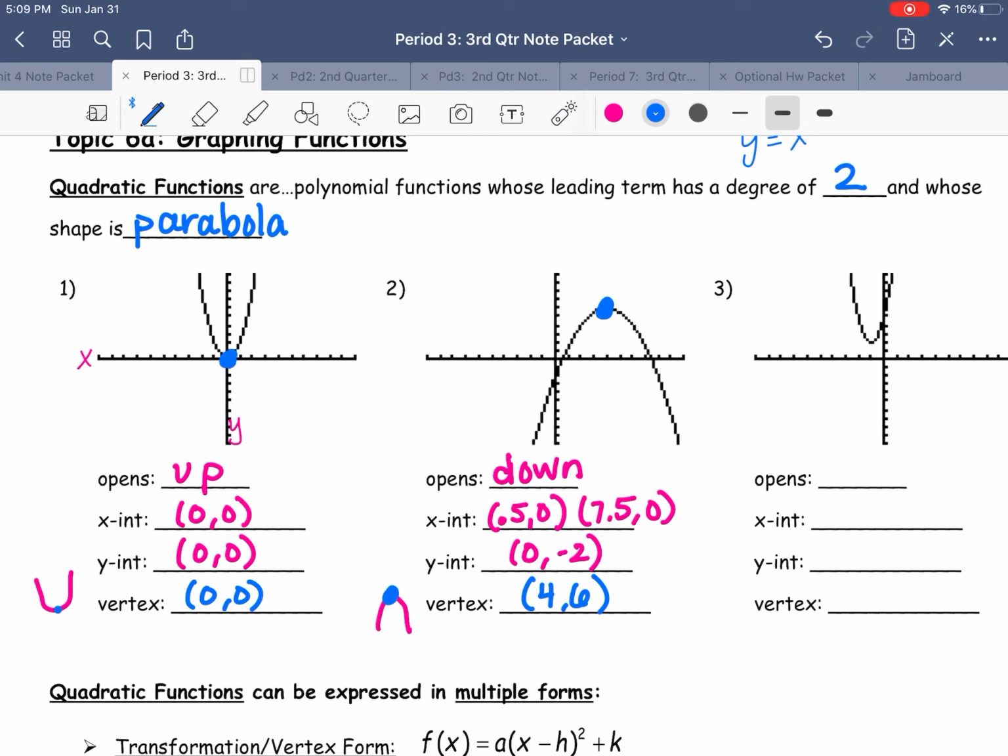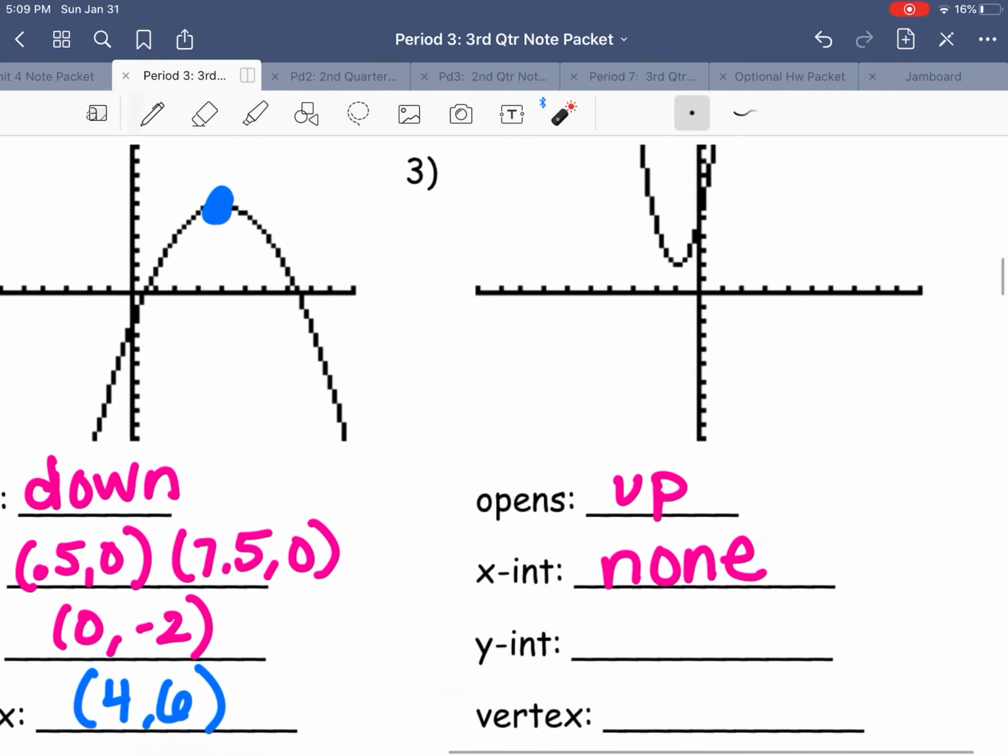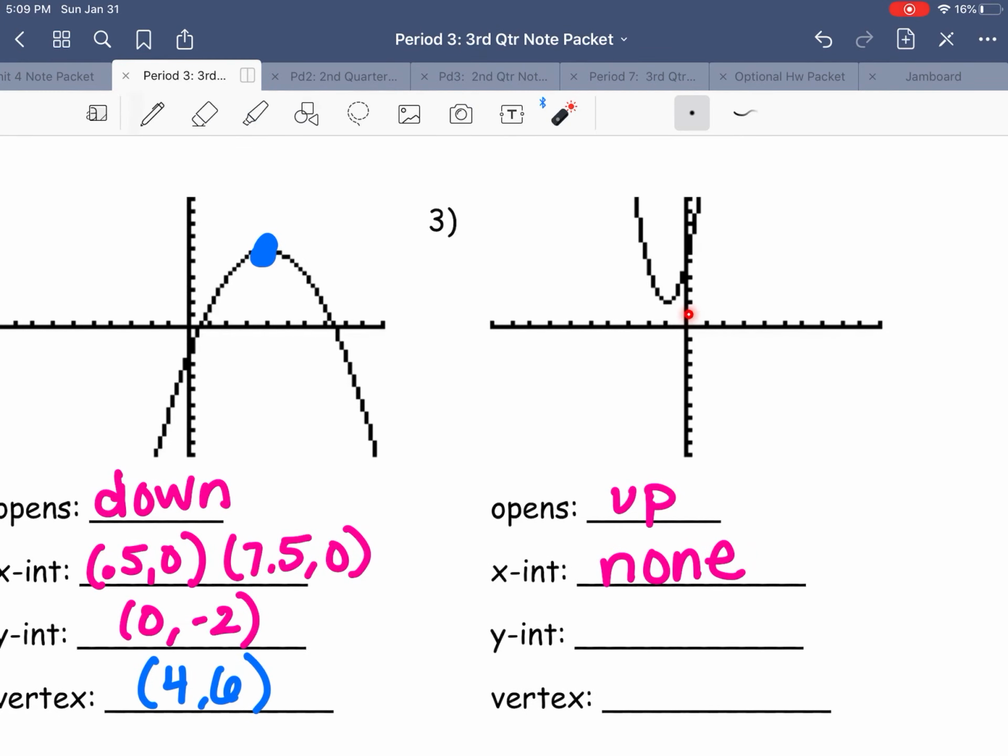Okay, problem number 3. This parabola right here is going to open up. If you notice, though, there are no x-intercepts. This is my x-axis, and it doesn't cross this axis at all. So x-intercepts, none. Y-intercept, again, it's a little bit hard to tell on this graph, but I'm going to do my best to estimate 1, 2, 3, 4, 5, maybe 6. And we're just estimating based off of the graph we have pictured.